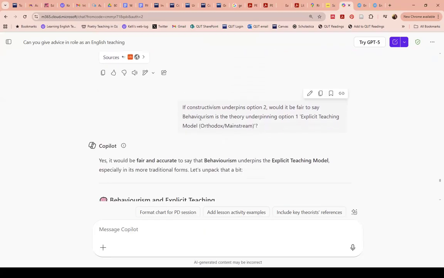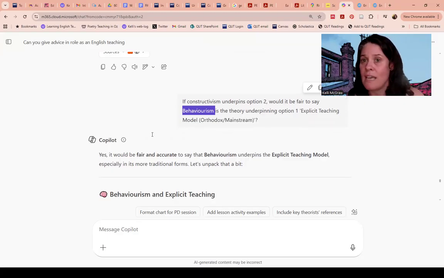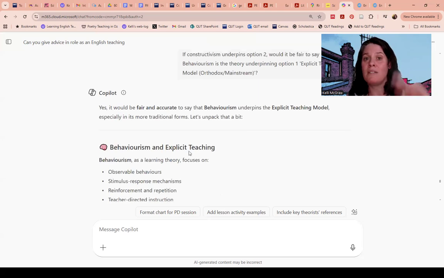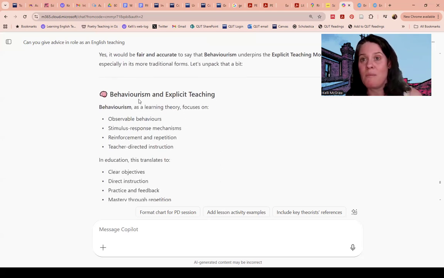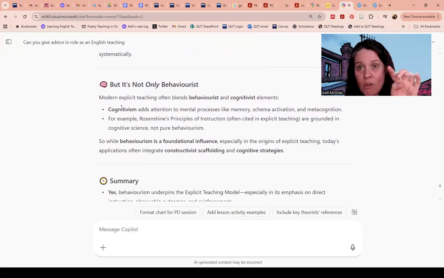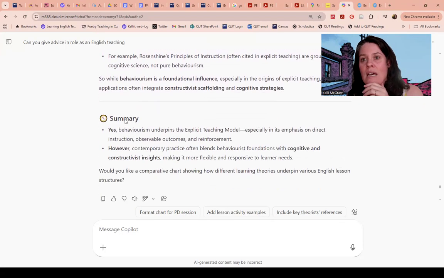The last thing I picked on it is it said that explicit teaching was just mainstream, and I called it out. I'm like, it's behaviorism, mate. It's behaviorism that sits under that model, wouldn't you say? And it said, yes, that is fair and accurate. So explicit teaching, friends, to make that theoretical link for you, is based on behaviorism as an approach, with a little dose of cognitivism as well. So behaviorism and a bit of social cognitivism.